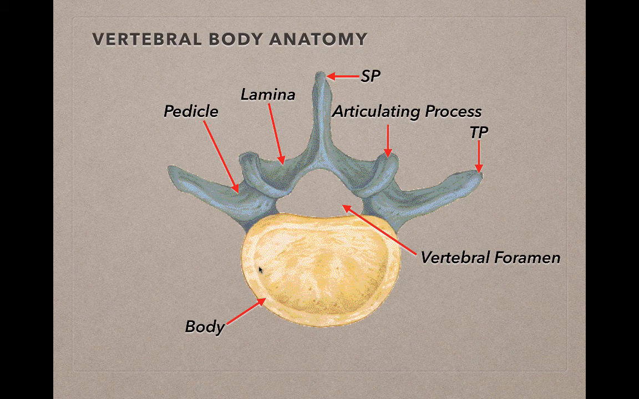So this is your body. This is the large weight-bearing surface, and what we get here in the middle is a vertebral foramen, and this is formed by the border of the body and the vertebral arch, which describes this bony area here. So the vertebral arch and the body form the vertebral foramen, and this is where the spinal cord runs through.